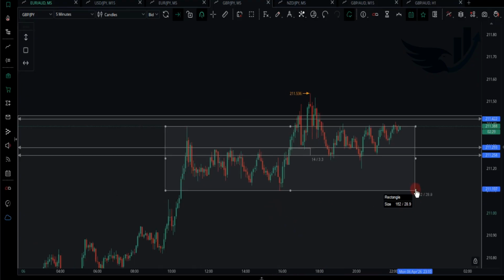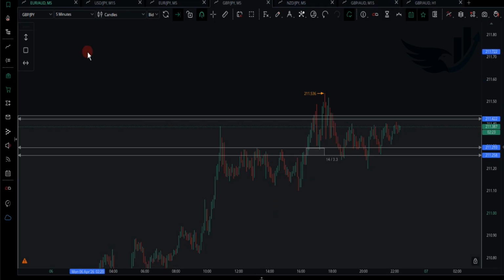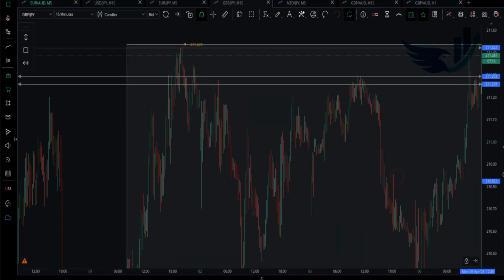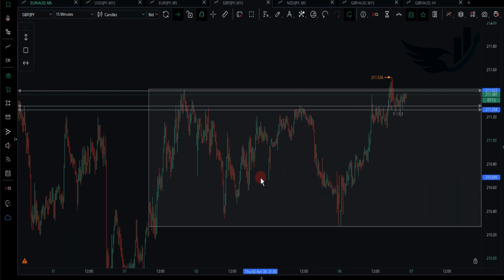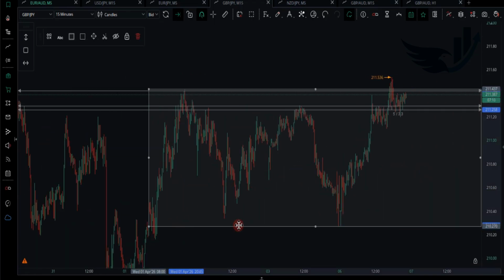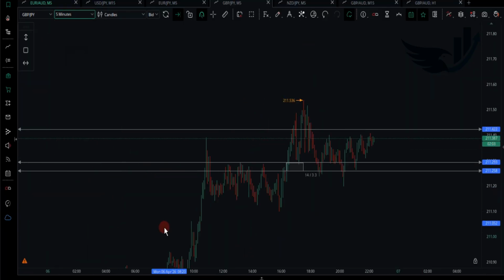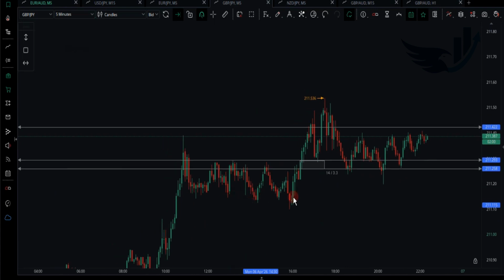That's it for today, and as you can see, we managed to take 2 trades on the market, and by using only those 3 methods that we already have on the channel, you could take this trade today on the pound GPY.